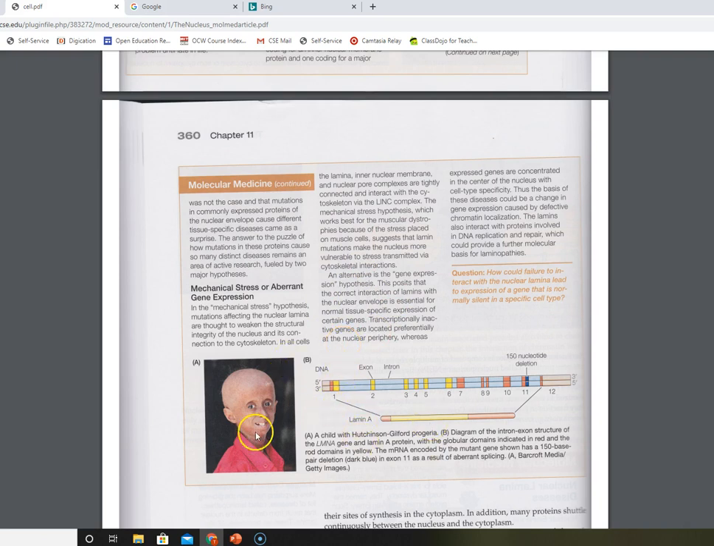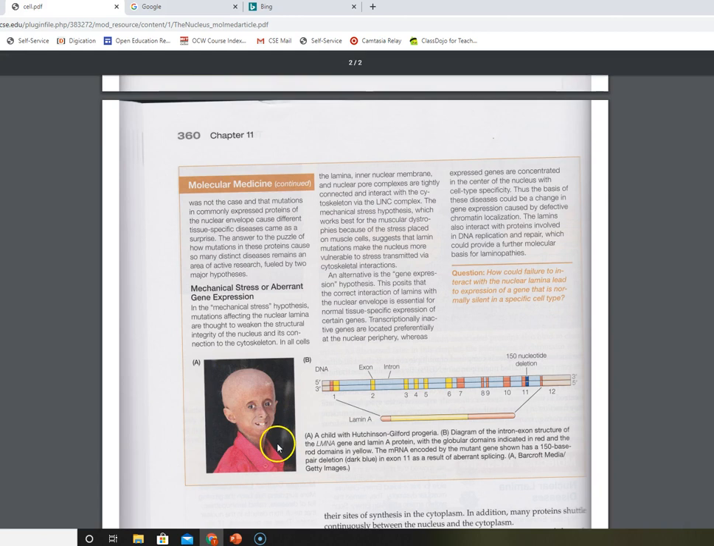This picture here is a child with Hutchinson-Gilford progeria. I think I asked you about progeria before. I've seen specials about this disease on TV. It's a pretty rare disease, and what happens is you basically have an expedited aging process. This is showing you a child that looks like an older man because of progeria. And this has been linked to a particular lamin.